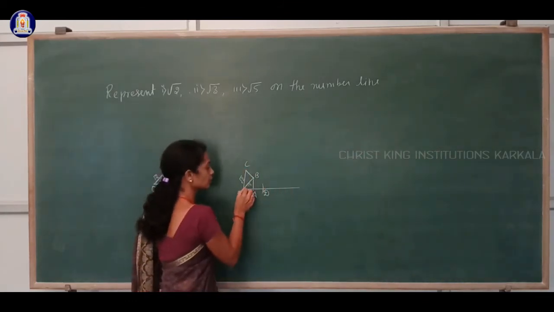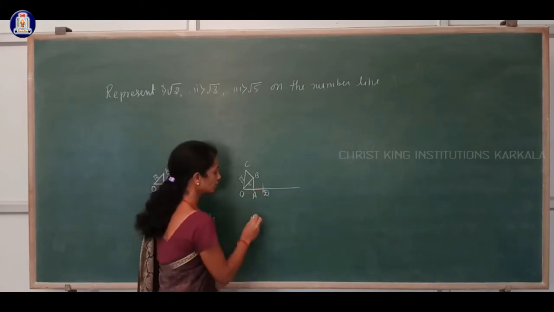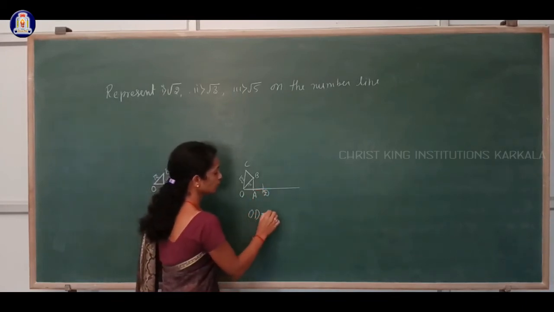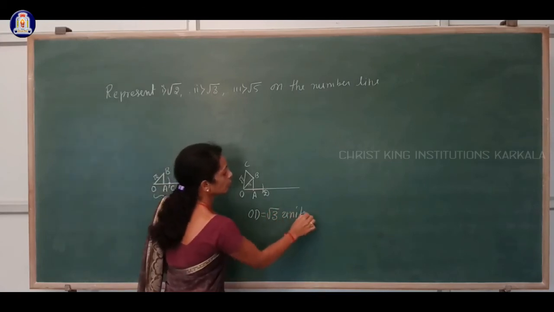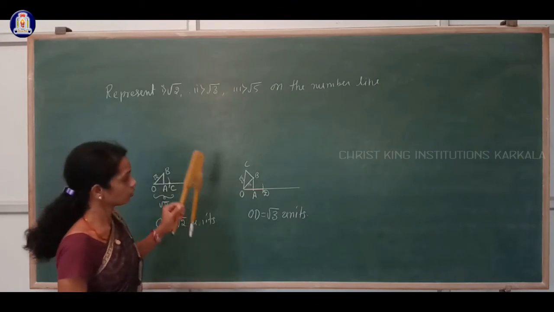That distance is root 3. Okay, this length is now root 3. So here below the figure you have to write OD is with the how much length? Root 3. Okay, root 3 units. Like that root 5 also.